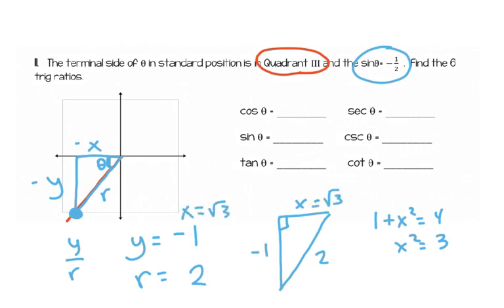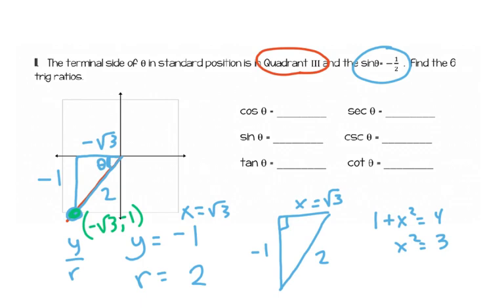As far as your graph goes, that would mean that this is negative square root 3, and this is negative 1, and this is 2. So this ordered pair P right there would be negative square root 3, comma, negative 1.